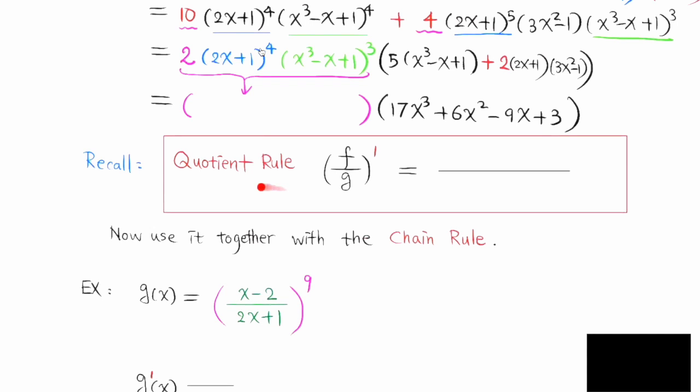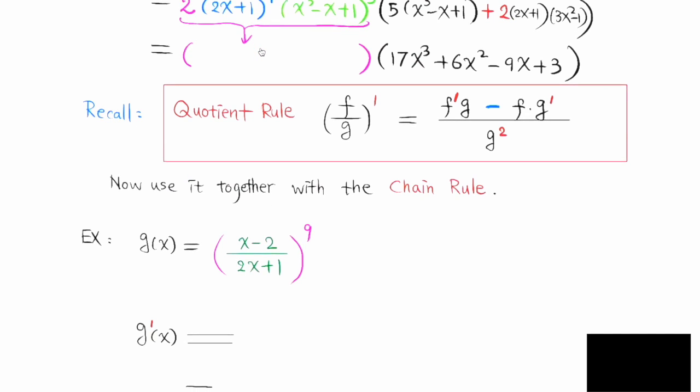Now we go to the quotient rule. The quotient rule says that if you differentiate the quotient of f with g, that will be f prime times g, plus or minus? Minus. Yeah, minus f times g prime. And then the denominator over here will be g squared. So that was the quotient rule.